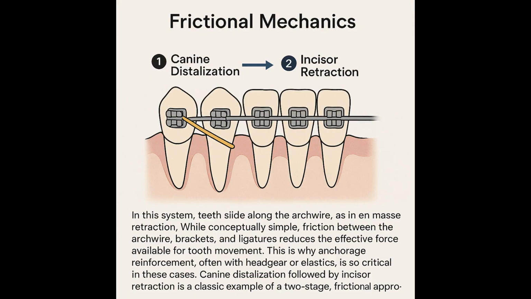While conceptually simple, friction between the arch wire, brackets, and ligatures reduces the effective force available for tooth movement. This is why anchorage reinforcement, often with headgear or elastics, is so critical in these cases. Canine distalization followed by incisor retraction is a classic example of a two-stage frictional approach.